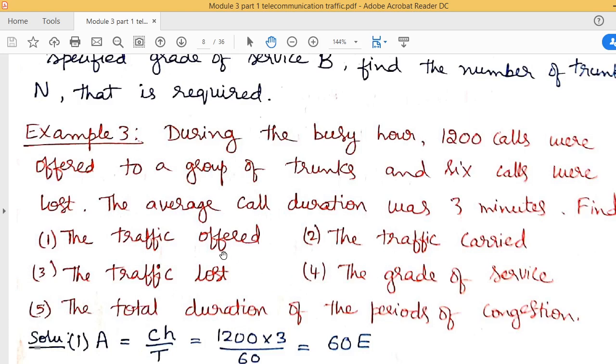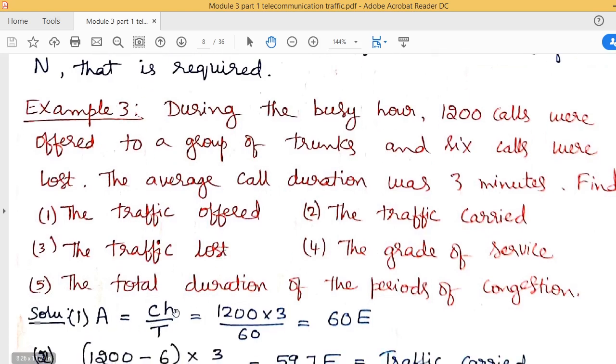The traffic offered A is given by CH by T, where C is the number of calls that are arriving, that is 1200, holding time H is 3, and the busy hour duration T is 1 hour, so that is 60 minutes. We are writing 60 here because the holding time is given in minutes. If they had given holding time in seconds, then you would have written 3600 seconds in place of T. So the observed value is 60 erlang. So 60 erlang is the traffic offered.